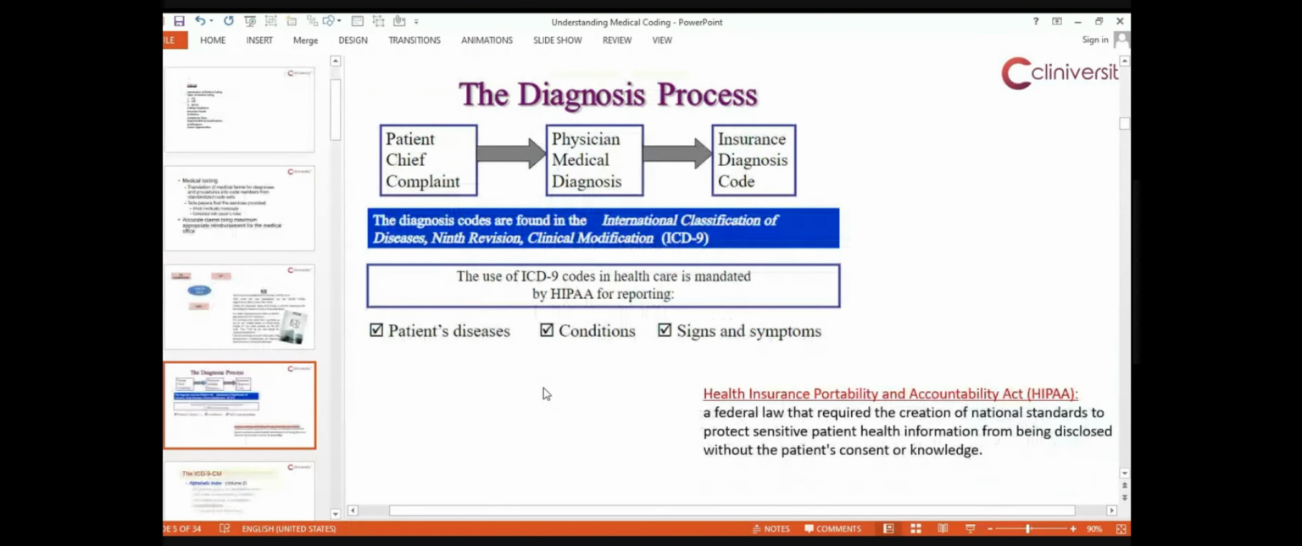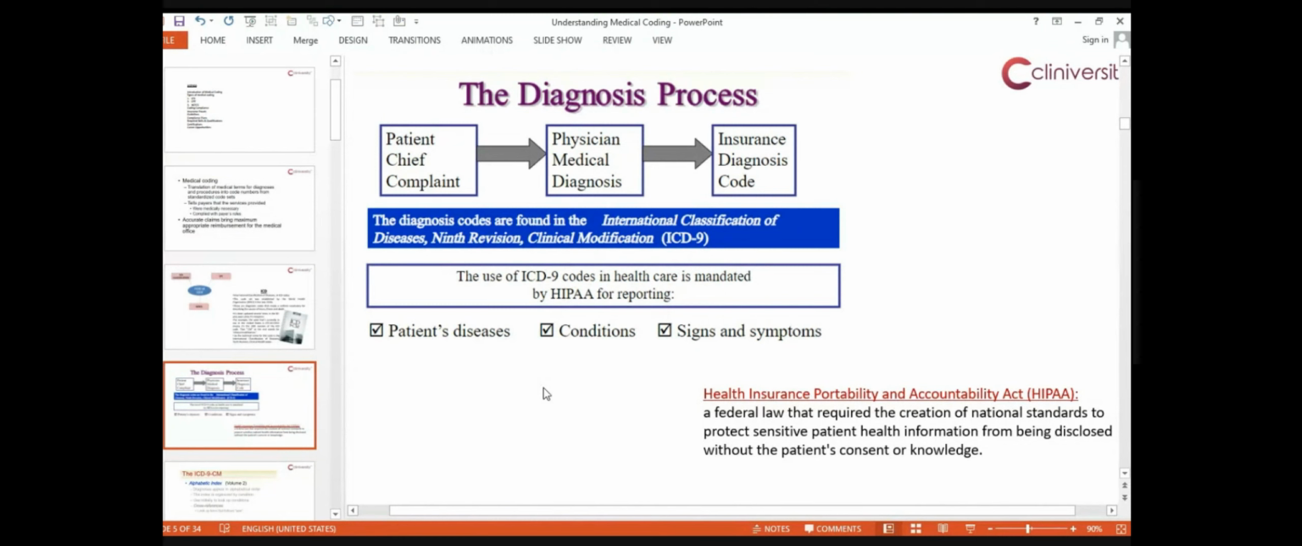Now coming to the process, how it begins and how it goes on. Suppose any patient has experienced a diseased condition. Definitely they will visit a hospital or clinic to take advice from the physician, and then whatever treatment is possible will be provided. So the process involves the patient's chief complaint, whatever complaint they are making, which is diagnosed by the physician. The physician will do the medical diagnosis, and after that, whatever treatment or diagnostic test is needed will be carried out.